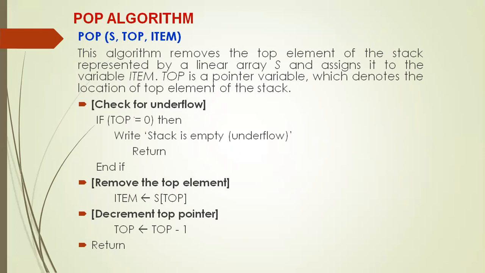After that, top is decremented. So from 4, top becomes now 3. Go backward. Again, empty is not there. Remove the element from the third place. What is there? 30. 30 is assigned to item. Now item becomes 30. Decrement top. So top becomes now 2.